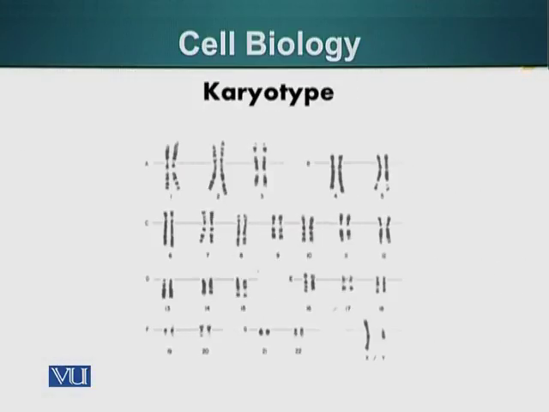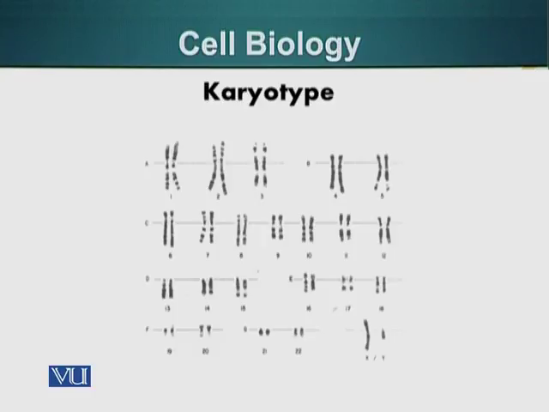I would like to mention here that each of us has genetic contribution from both the parents. 50% of our DNA comes from one parent, the mother, and the other 50% comes from the other parent, the father. The chromosomes are in pairs, so we have 23 pairs of chromosomes, or in total 46 chromosomes.